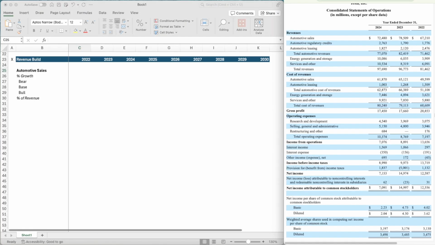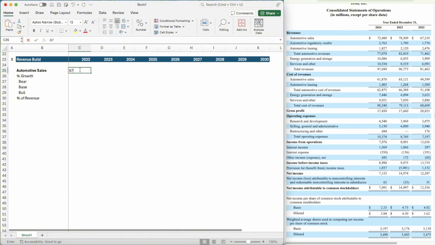So start in 2022, so come on to the 10K. Revenue 67210. 78509 for 2023, 72480 for 2024. So as you can see, it was a big drop from 23 to 24. So to work out the growth rate, we take the year that we're looking at divided by the previous year minus 1. Then just convert it to a percentage, and you can just drag this along as so.